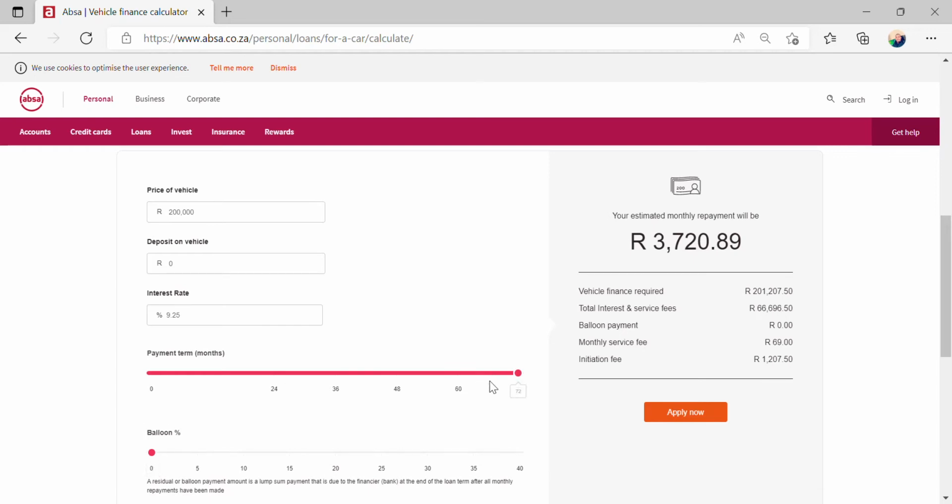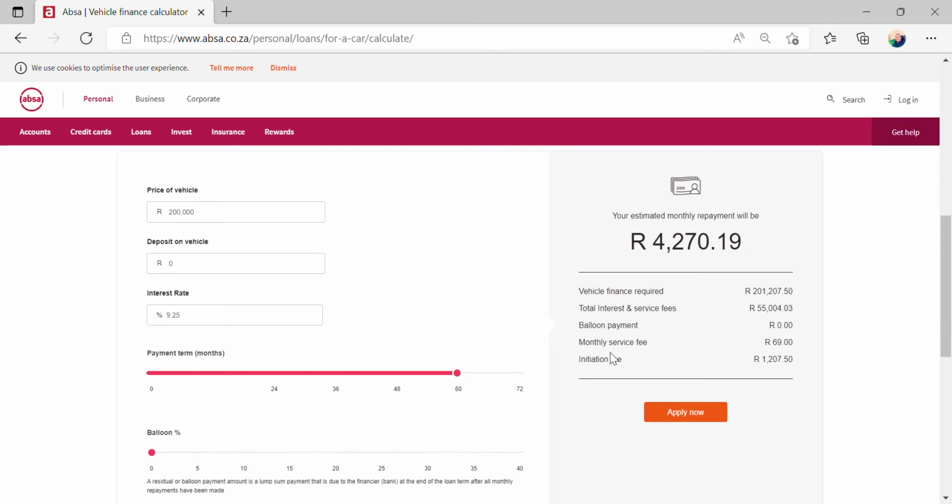But then again, let's say you want your payment term to be 60 months and not 72 months. You see now what happens to your calculation is that your monthly installment obviously will go up, but your interest will go down. This is because you are now paying your finance in a short-term period, so you don't incur interest for a longer period, hence it's lower.